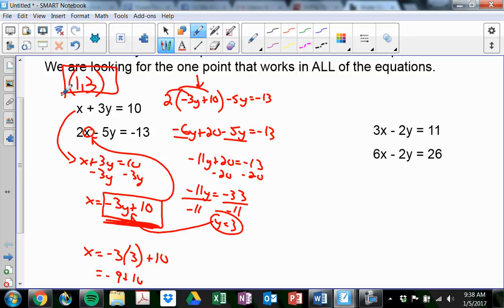If I plug 1 in for x and 3 in for y, I get 1 plus 9 equals 10. If I do that down here, I get 2 minus 15 is negative 13, so that checks. I'll do another example over here.